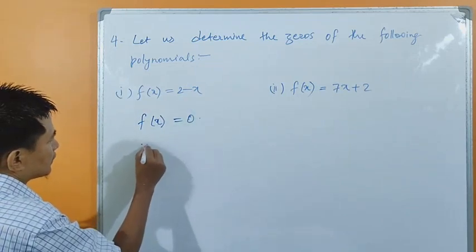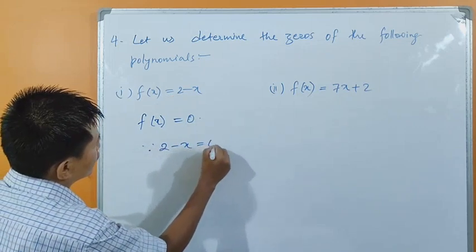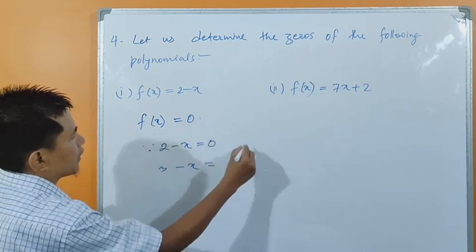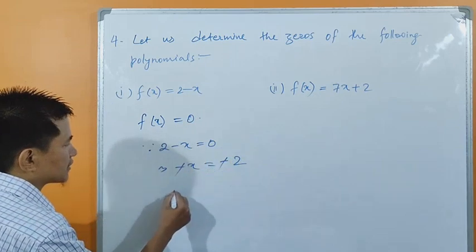So, since 2 minus x equals to 0, or minus x equals to plus 2, when we take it to the right hand side it becomes minus 2, and this minus gets cancelled.